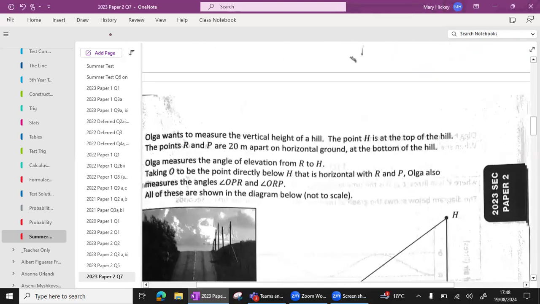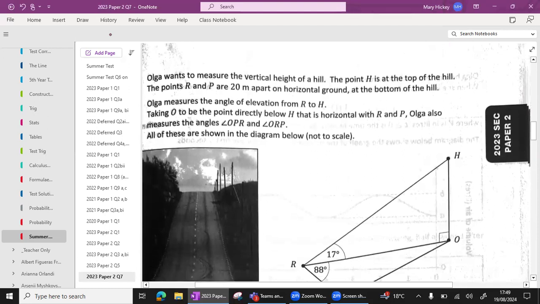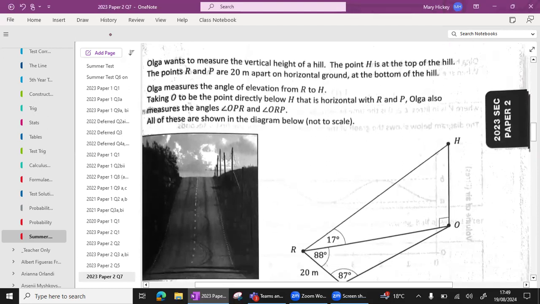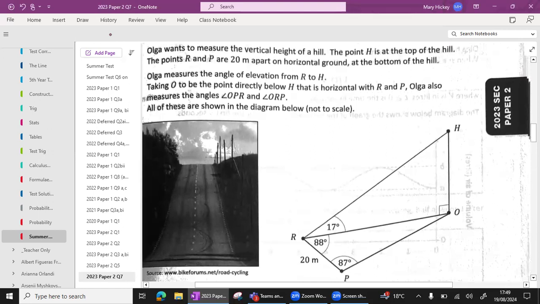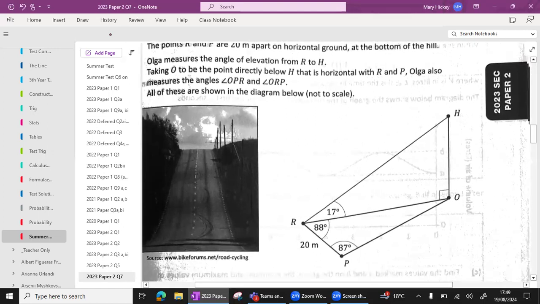Okay, the next question. Olga wants to measure the vertical height of a hill. The point H is at the top of the hill, R and P are 20 meters apart on horizontal ground at the bottom of the hill. Olga measures the angle of elevation from R to H. We can see the angle of elevation is 17 degrees in the diagram. And then taking O to be the point directly below. Directly below is a way of saying that it's a 90-degree angle. It's already marked in as 90, but just in case, directly below would suggest 90.